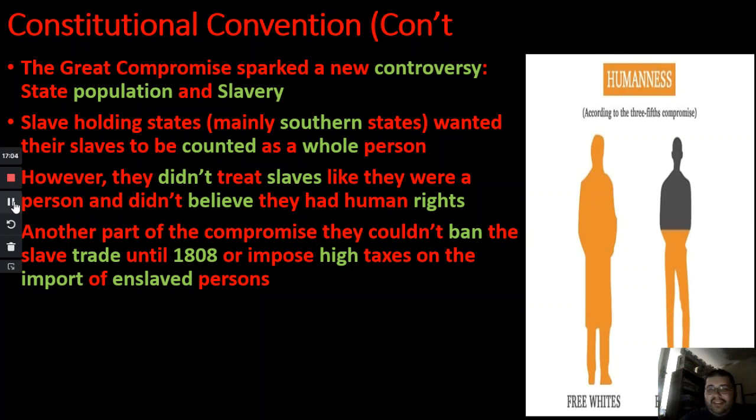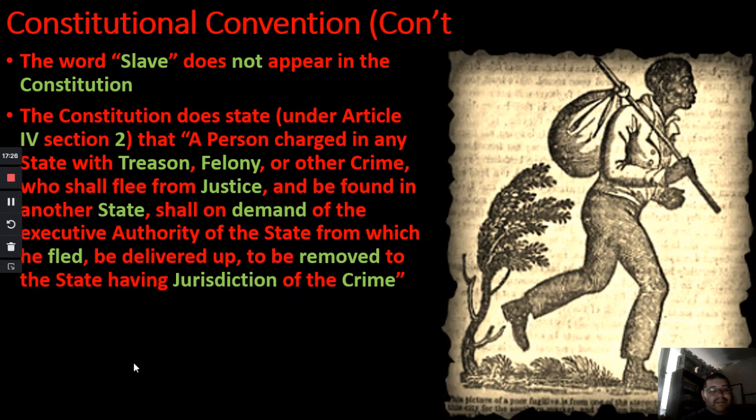Now, part of the agreement was this. They couldn't ban the slave trade until 1808 or impose high taxes on imported slaves. Okay. So they made that agreement. So it's in the Constitution. But here's a little fun fact. The word slave does not appear in the Constitution.